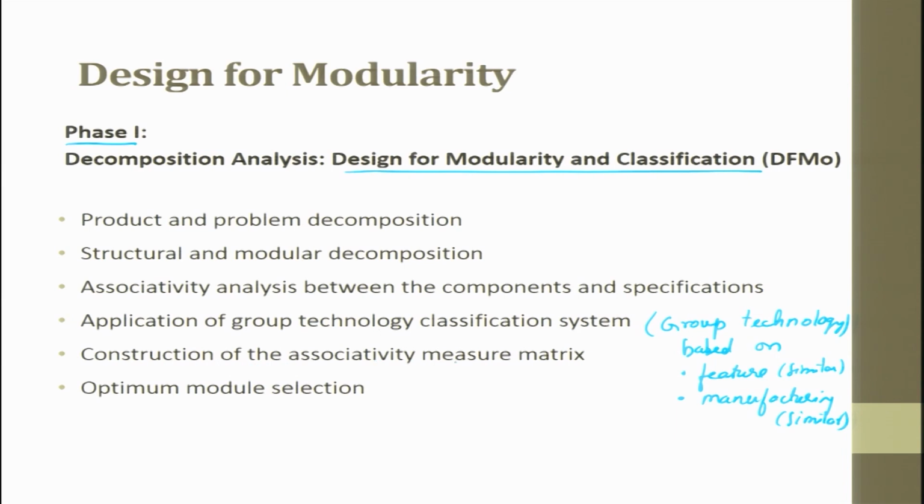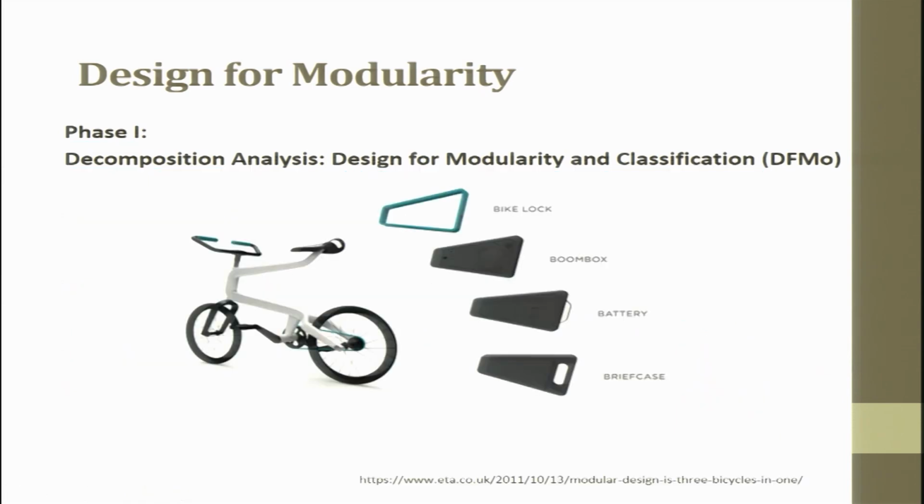Construction of the associative measure matrix. Associative measure matrix, what is the relationship between the first and the next, and between one sub-assembly and the next sub-assembly. So, that is what is the associative measure matrix. Then optimum module selection. So, these are all part of decomposition analysis which is done when we implement design for modularity or classification.